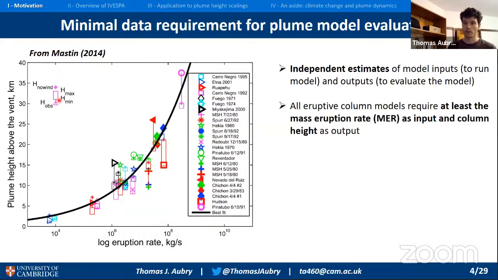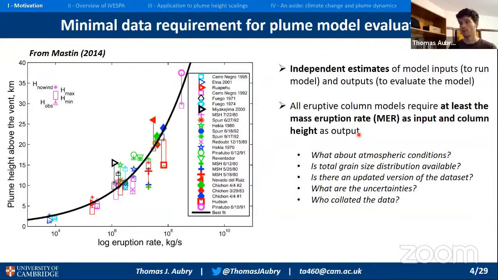And each rectangular box is the minimum and maximum prediction of a plume height model that Larry was testing. And on top of that, you can see the black line, which is the best empirical curve. What I want to illustrate here is that the two key parameters you need to evaluate plume models are the plume height and the mass eruption rate. And most critically, these need to be estimated independently, because if you want to evaluate a model, you need both the input and the output, and you need these to be constrained independently. Otherwise, you don't have a suitable dataset for model evaluation.